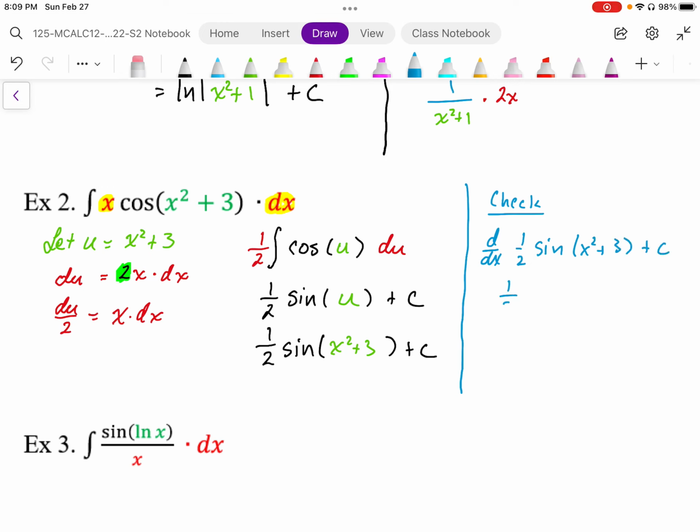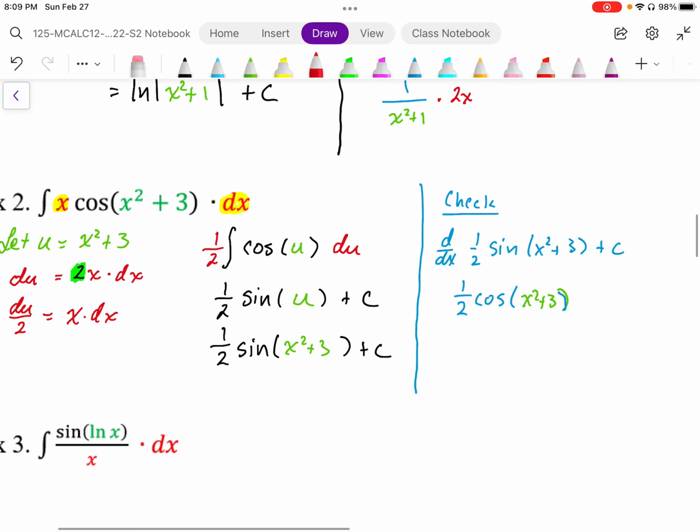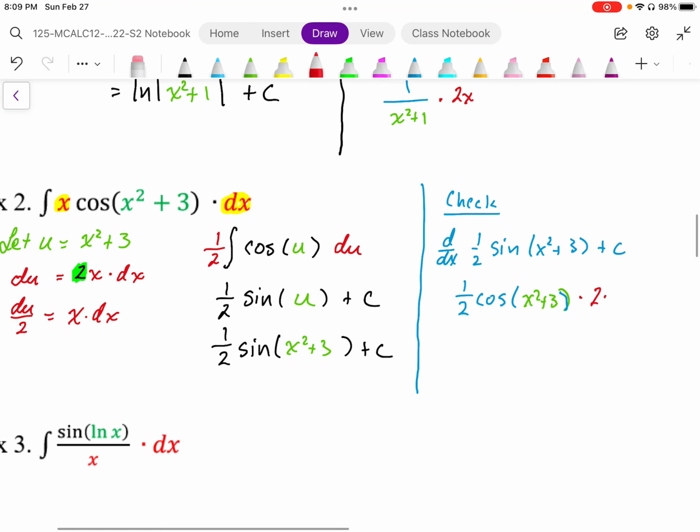This is going to give me 1/2 cosine, and that embedded function I'm just going to leave. And then I'm going to apply the chain rule and differentiate that inside function times 2x, and I generated my original expression. Okay, so there it is. There's what I started with. So this must be the correct integral because differentiated it is going to give me the expression on the inside of that integral.